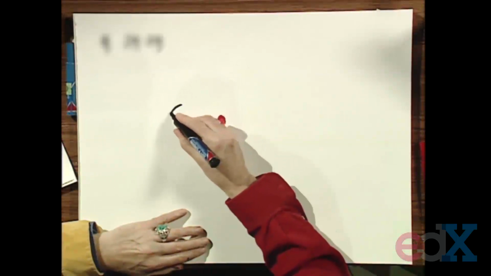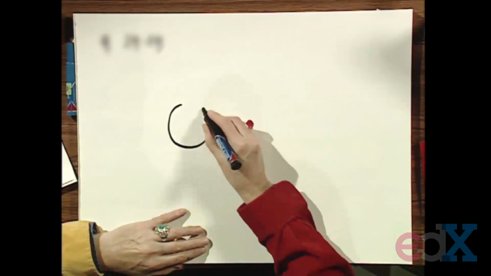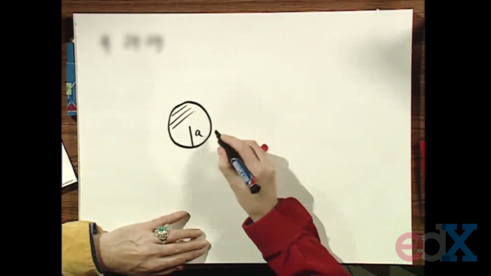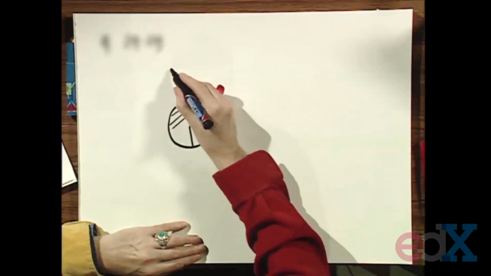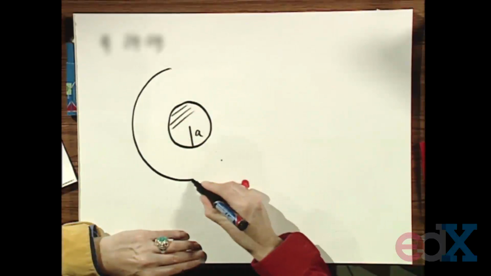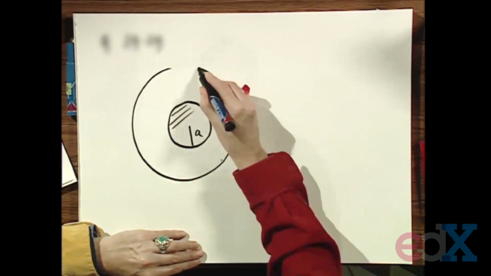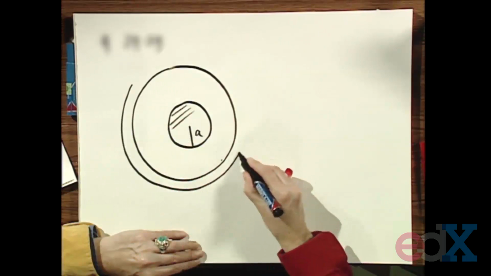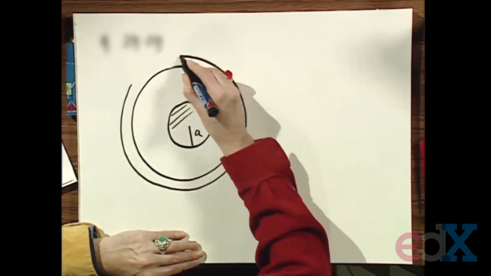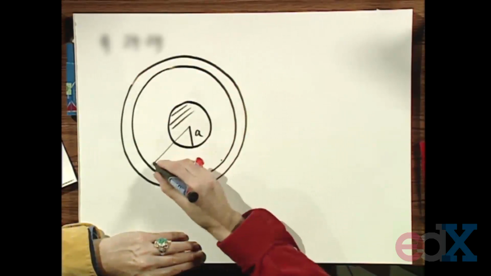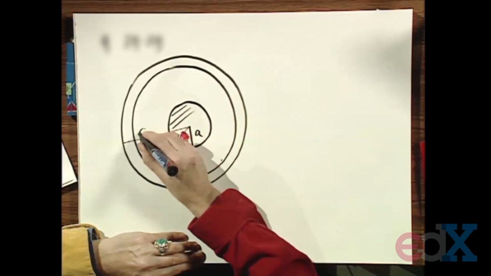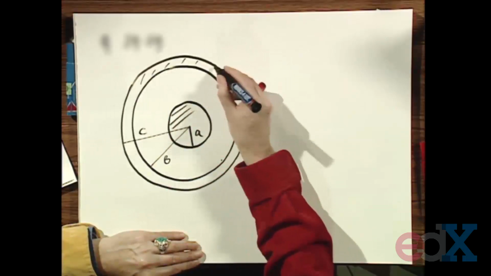We have a cylindrical conductor with an inner core, which is metal, radius A, and we have an outer cylinder which has a certain thickness, which is not 0. This radius is B, and this radius is C, and this is metal.